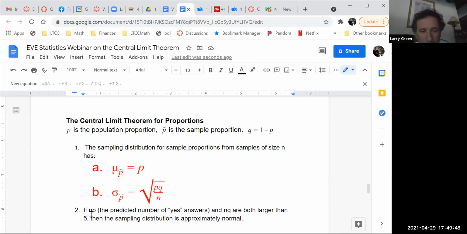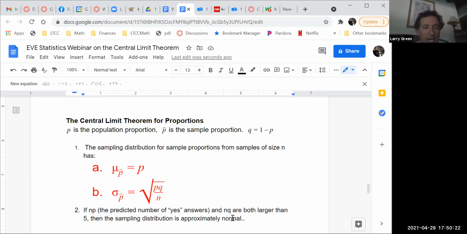And then 30 is not the key number anymore. When you're talking proportions, you want np, which is the predicted number of yes answers, and nq, which is the predicted number of no answers, must be greater than 5 for the sampling distribution to be approximately normal. If they're not greater than 5, you can't use the central limit theorem. So I just wanted to end by stating the central limit theorem for proportions.